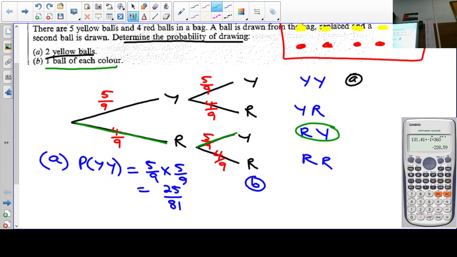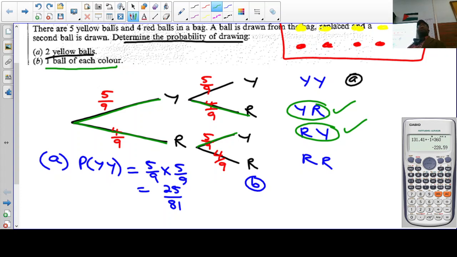But you say you got something different. What do you have? 5 over 9 times 4 over 9, which is that one. Somebody got something different? Both of you are correct to an extent. Because if we look at what they say, one ball of each color. That is one ball of each color, not so? And this is one ball of each color.